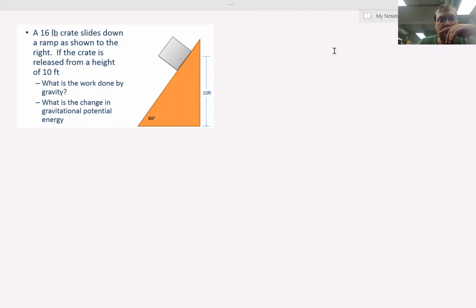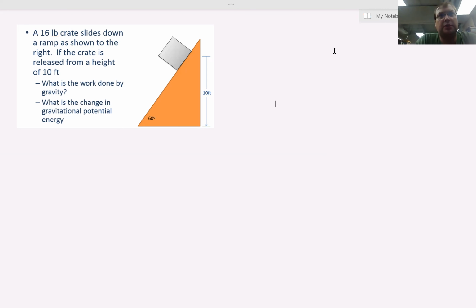Welcome. So today I'm going to take you through a worked example problem where we have a crate which is sliding down a ramp as shown in the figure here. The crate is released from a height of 10 feet, which is where we're looking at the center of its mass to be at a 10-foot height above the ground. We're looking at what is the work done by gravity on the crate, and then what is the change in gravitational potential energy, to gain a bit of an understanding of how energy and work are related.